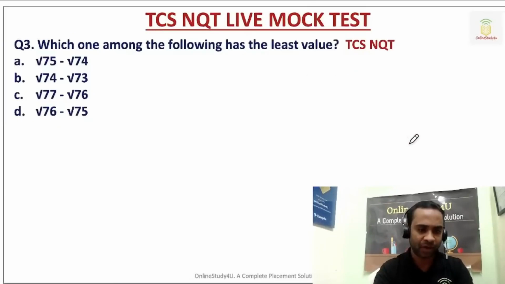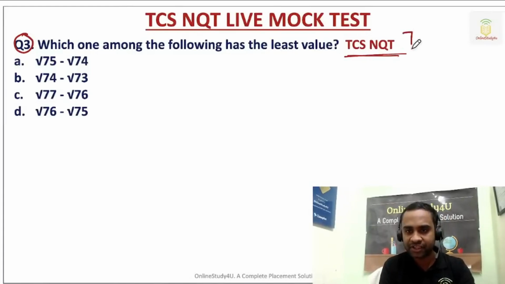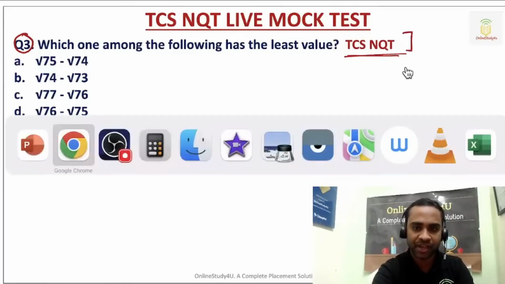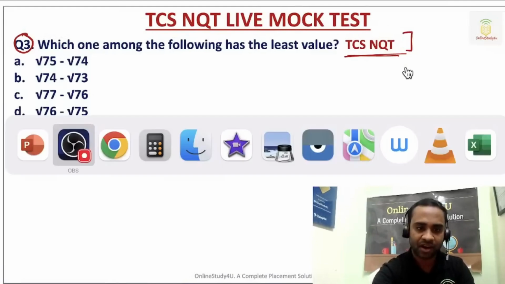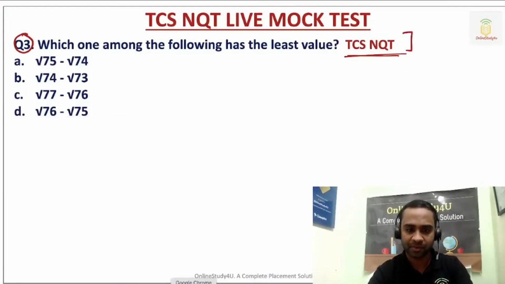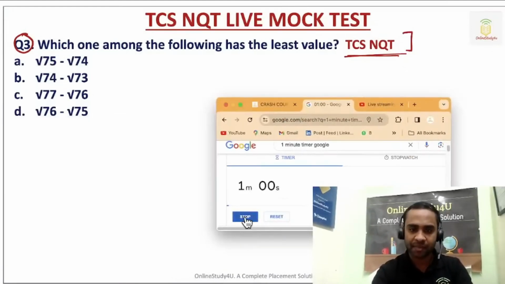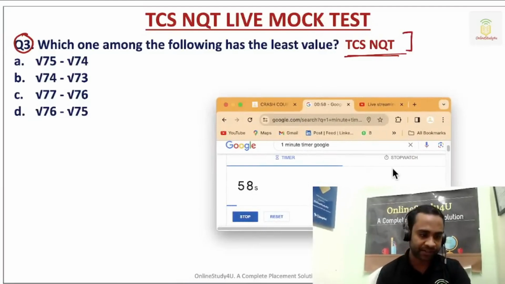Okay, fine. Now, next. Which among the following has the least value? This is a question asked in the TCS NQT examination. All the problems which we are going to solve have been asked in the TCS examination itself. I will start the timer here. Your timer starts now. Let us see how many of you are able to solve.